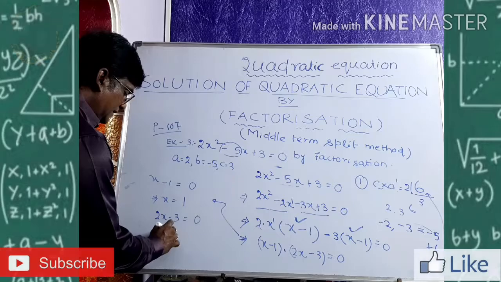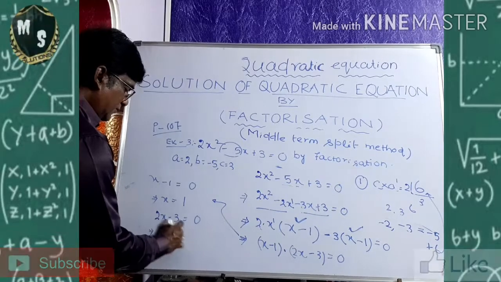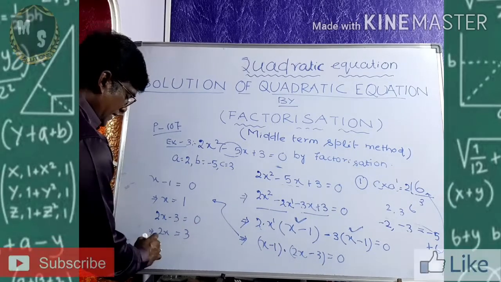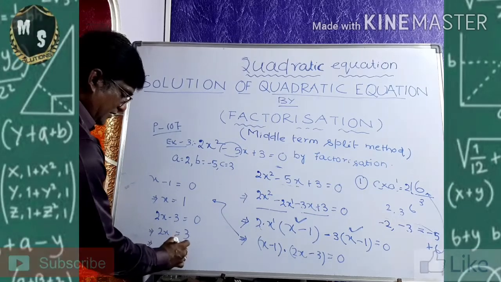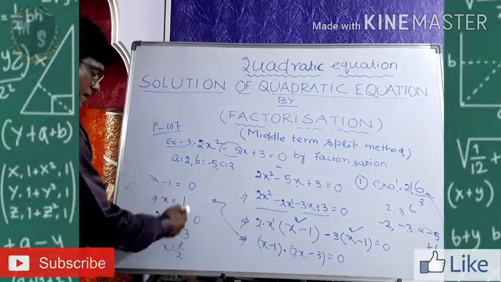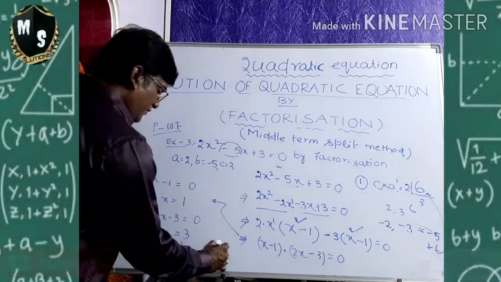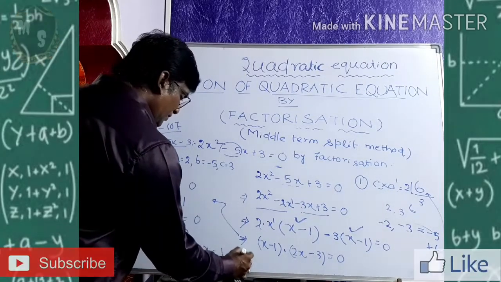Then what will be your 2x? Implies 2x equal to 0 plus 3, that is 3. And what will be your x? 2 is multiplied here, when you go to that side, it is divided. 3 by 2. So what is the x that came? 1 or 3 by 2.